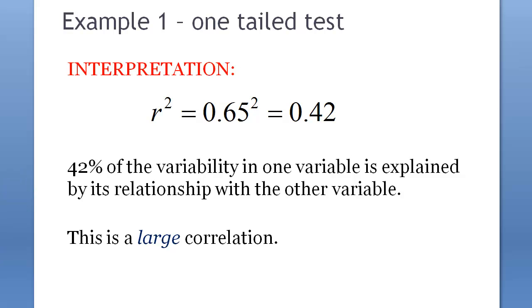Anyway, this is a large correlation. The key is that 42% of the variability in one variable is explained by its relationship with the other variable. 100% is definitely the largest, but 42% is kind of small, but still considered to be a large correlation.